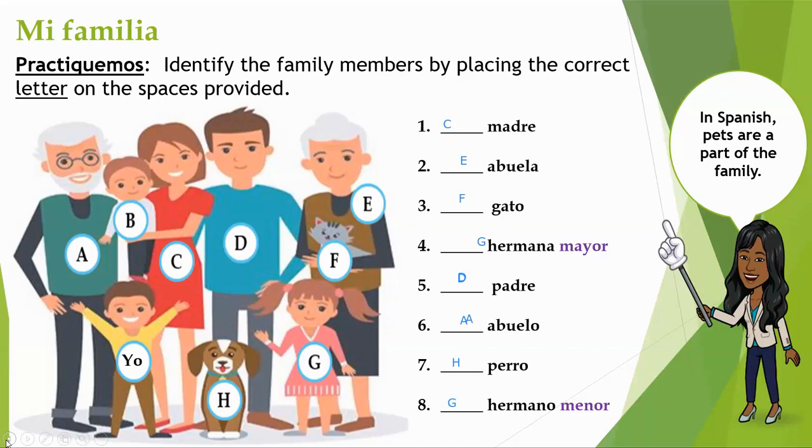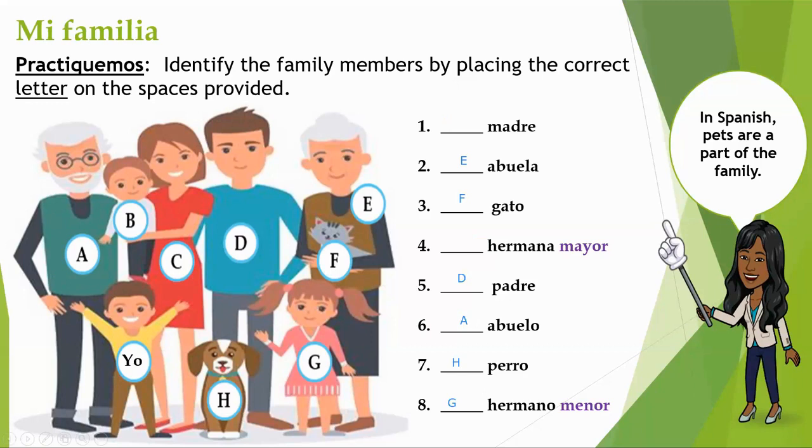And hermano menor is, why did you put G? It's not G. Hermano is brother. So what would the answer be? Who's the brother there? It would be yo, right? Because he's the one talking. So it's him. He's the brother, the older brother. Okay?